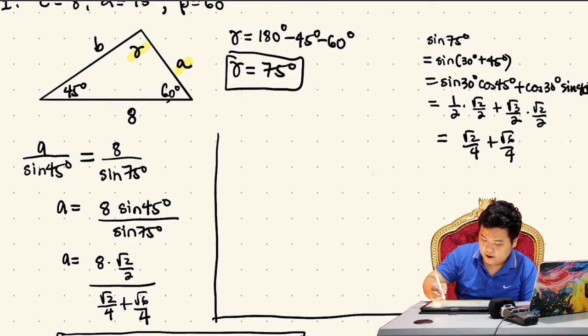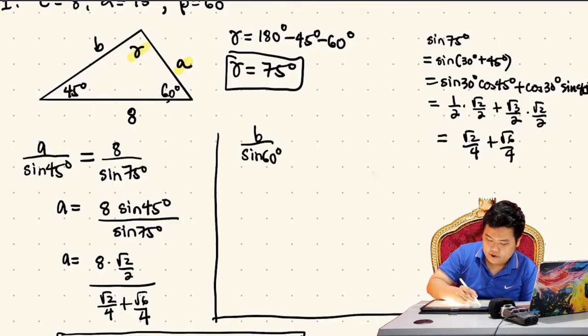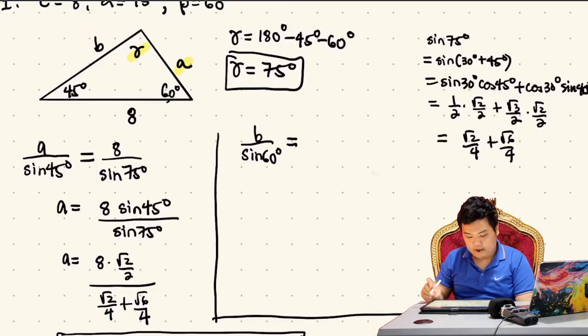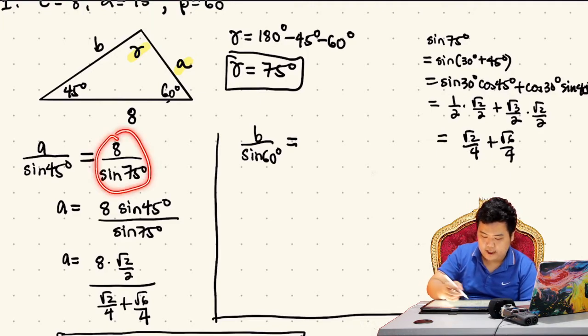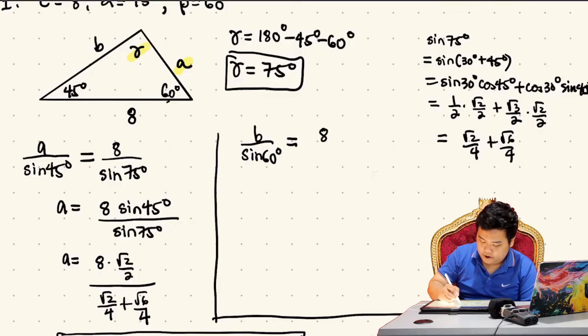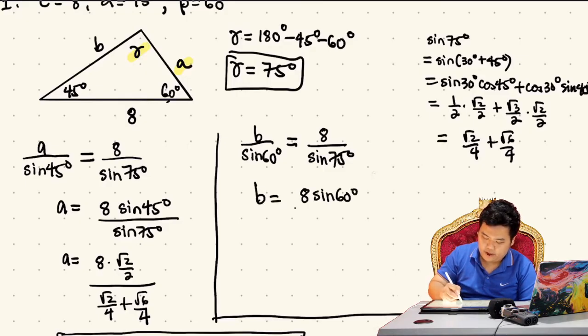So, B over sine 60 degrees. So, B over sine 60 is equal to, gamitin natin si, equal din siya sa 8 over gamma, no? So, 8 over gamma. 8 over sine gamma. Or B is 8 sine 60 degrees over sine 75 degrees.